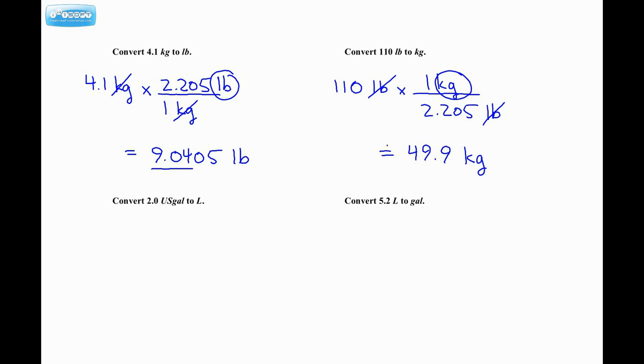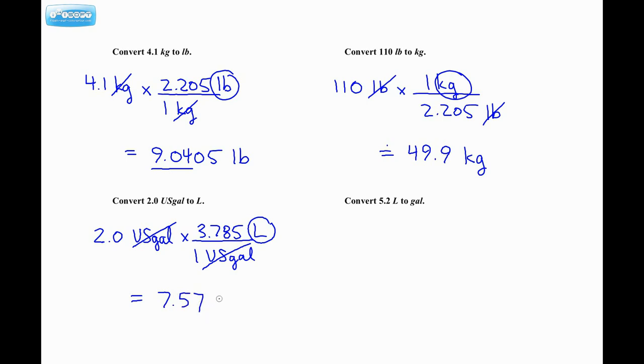Next, convert 2 American gallons to liters. Can do that. So 2.0 US gallons to liters. Okay, well, there's a conversion up above. In 1 American gallon, it's pretty close to 3.785 liters. So the gallons cancel. I'm left with liters. So I just multiply. So 3.785 times 2, which gives me 7.57 liters.